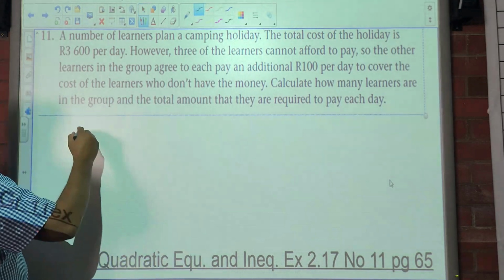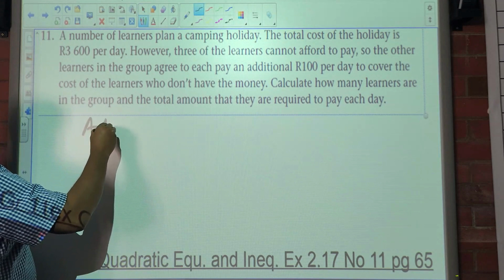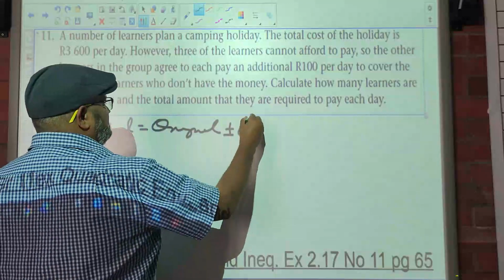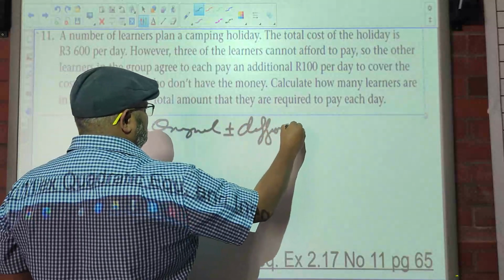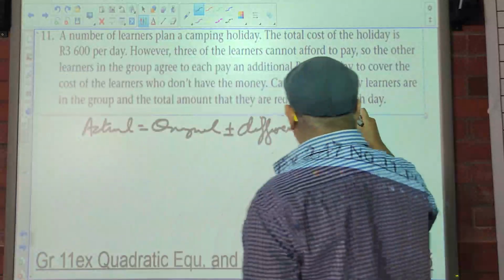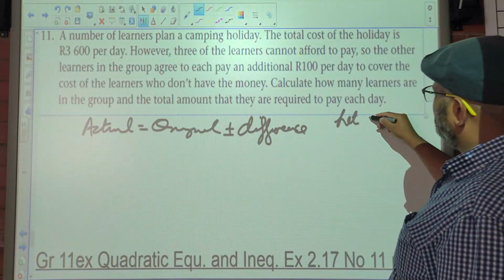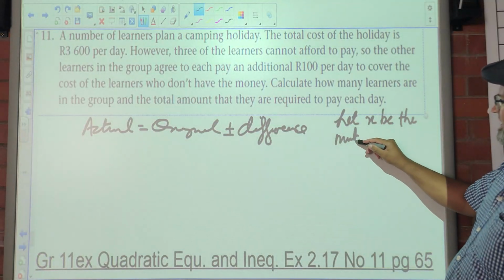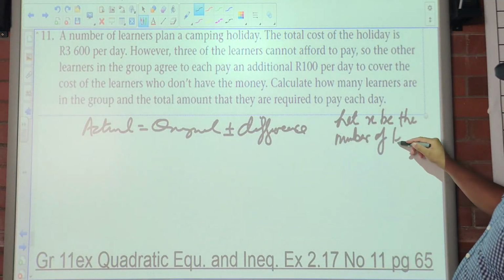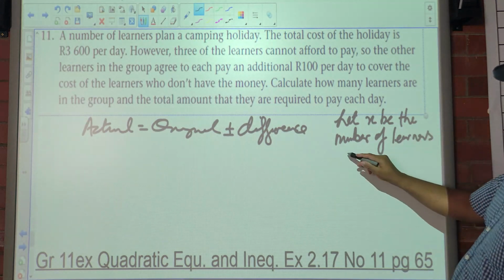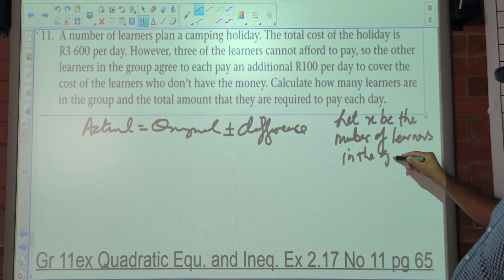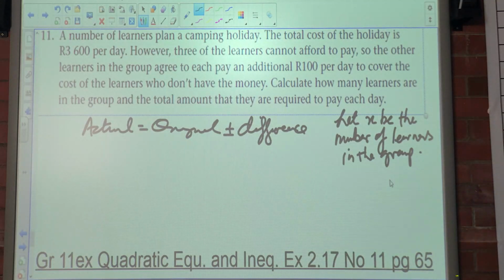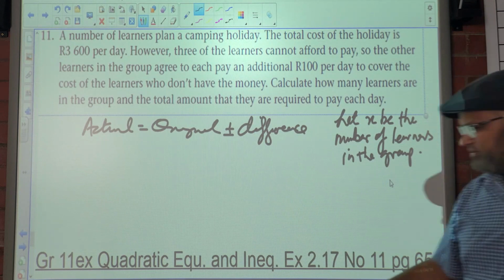So this is a case where we have actual equals original plus minus the difference. So we're going to say let x be the number of learners in the group. We have to say what x is. Okay, we can't just use the x. Alright.